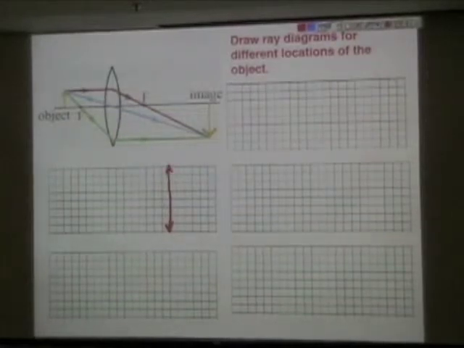Lens 1, 2, 3, 4, 5, 6. Focal point. The object. Well, what do we know? This ray. Well, how does it travel? Is it going to go closer to the principal axis or away from the principal axis? What do you think? Does it bend towards the principal axis or away?